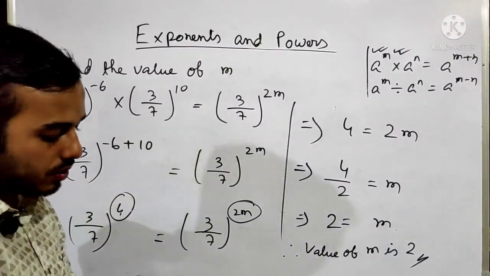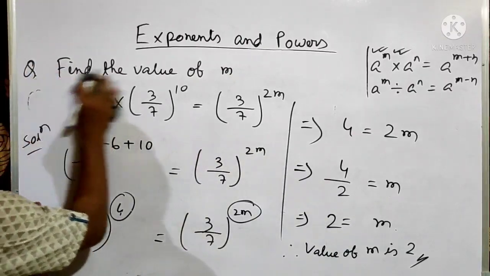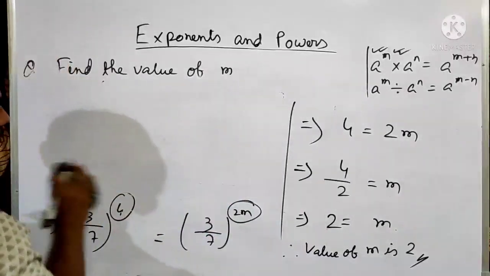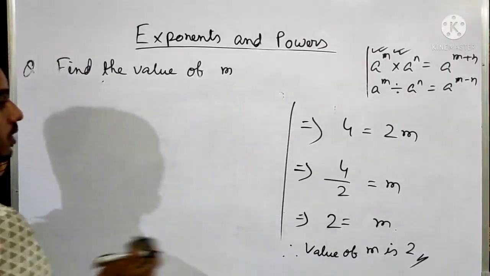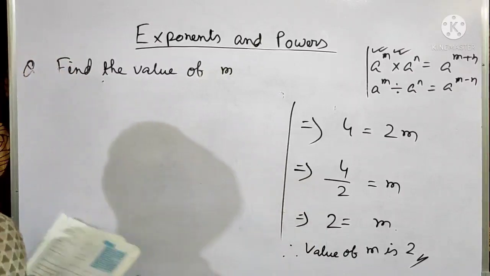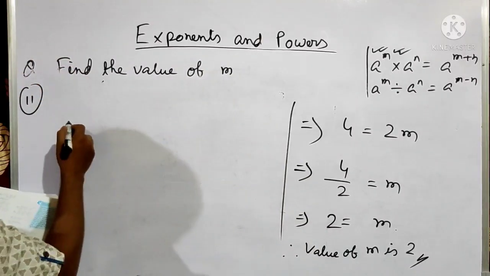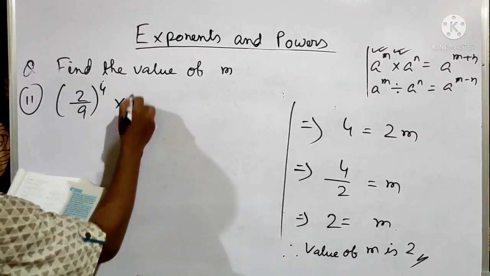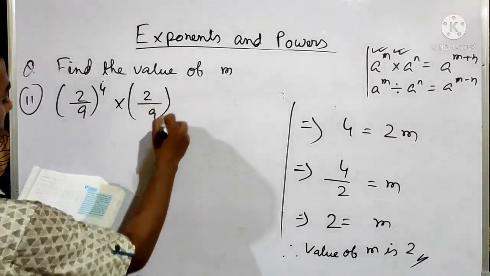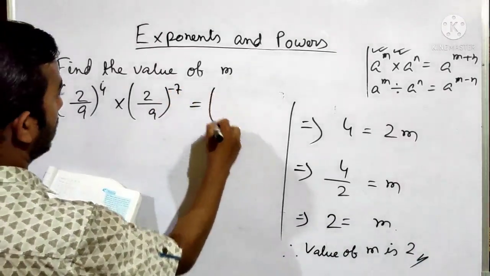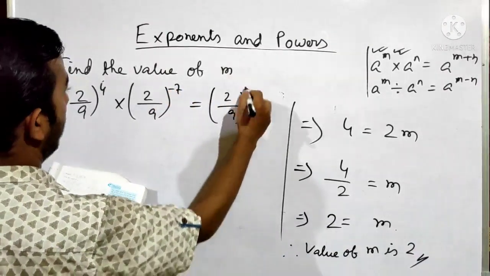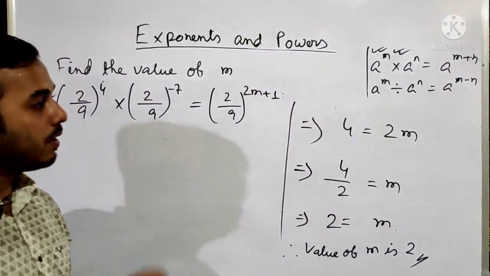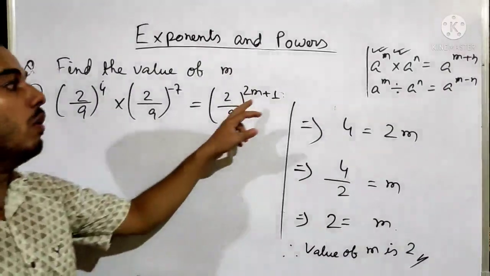Okay, let's take one more question. Again, find out the value of m. Number 2. This one is 2 by 9 power 4 into 2 by 9 power minus 7 equals 2 by 9 power 2m plus 1. Here also we have to find out the value of m.